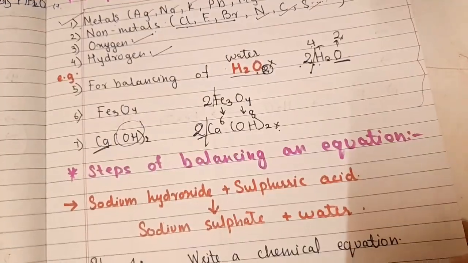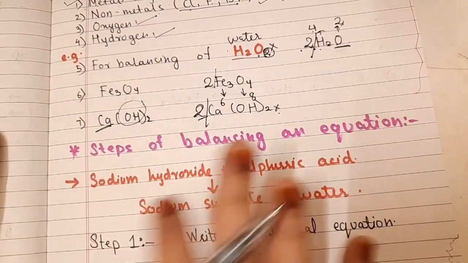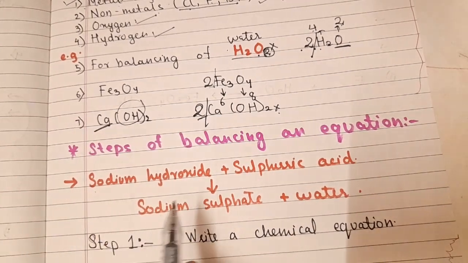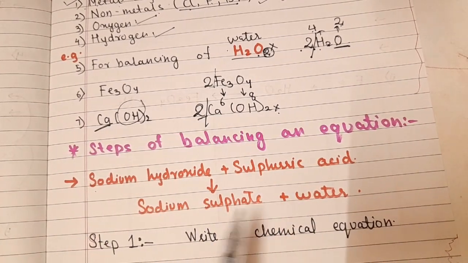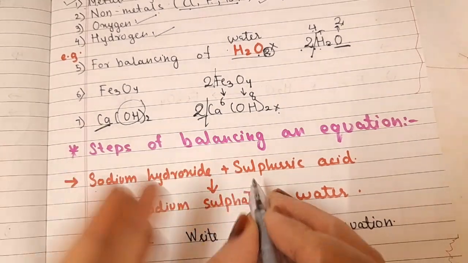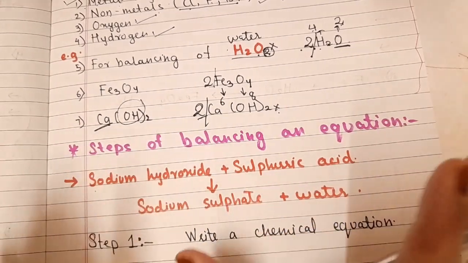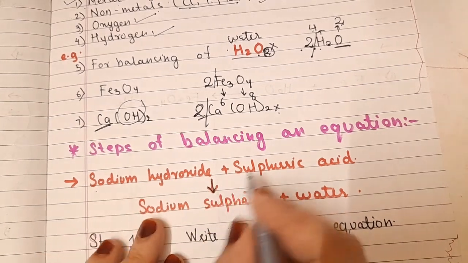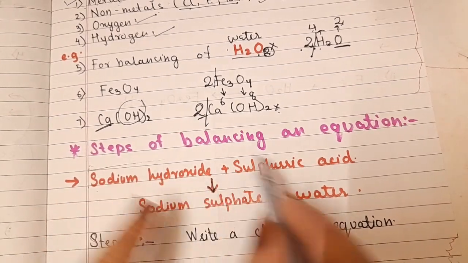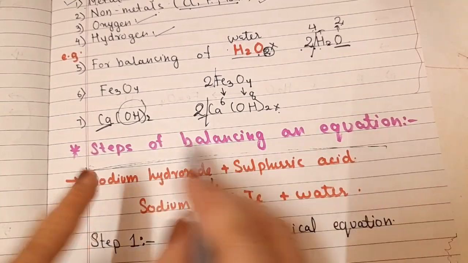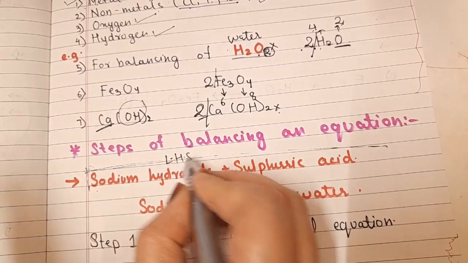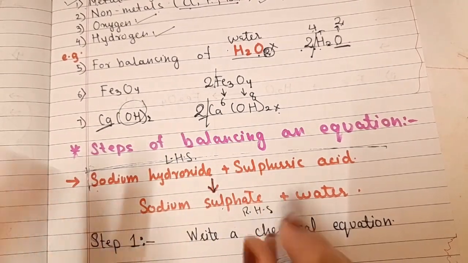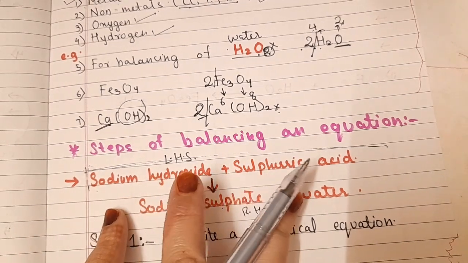Now finally we will look at the steps of balancing an equation. Here I have written a word equation. This is our left side, which is the reactant side, and this is our right side, which is the product side.